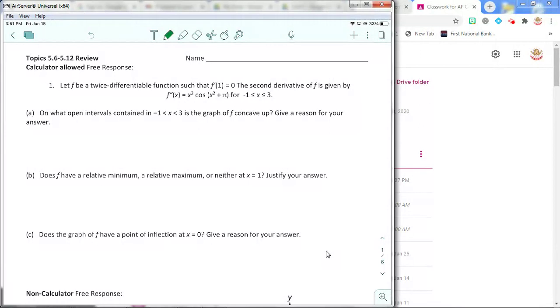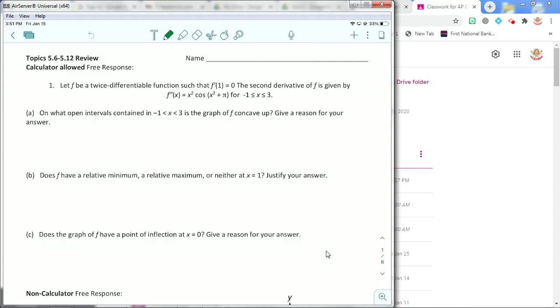So this one says to let f be a twice differentiable function such that f prime of 1 is 0, and the second derivative of f is given by f double prime of x equals x squared times cosine of x squared plus pi. And we're just using this for x's between -1 and 3. That is a pretty complicated equation, but it's not going to be a super big deal because we are going to be able to use the calculator on it.